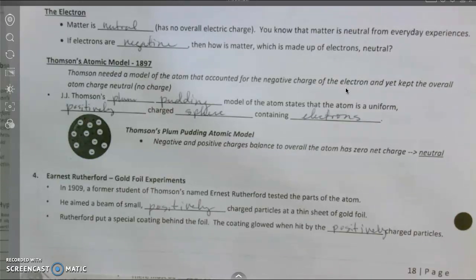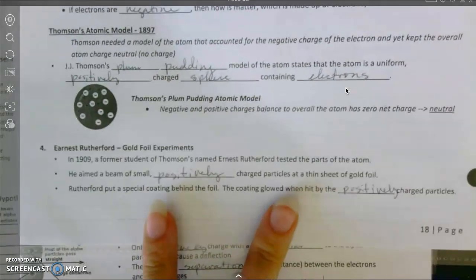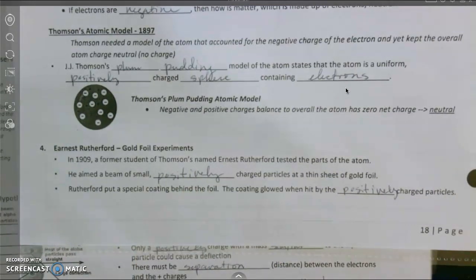Okay, so after J.J. Thomson, there was Ernest Rutherford, and Rutherford was interested in the positively charged part of these atoms. So he took small positively charged particles, which are actually alpha particles, and he aimed them at a sheet of gold foil. Then he set up a detector behind the gold foil so he would be able to tell if the alpha particles went through it or were deflected by it or where they ended up.